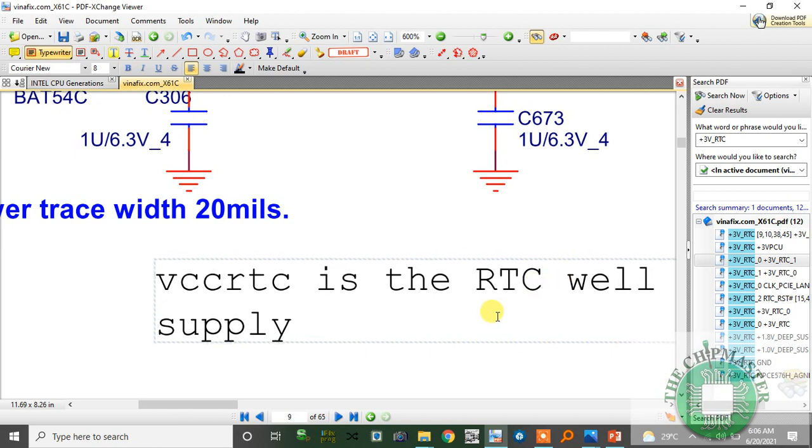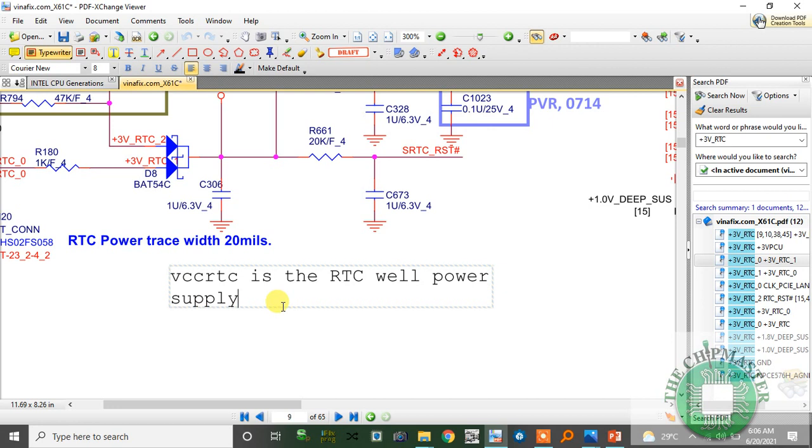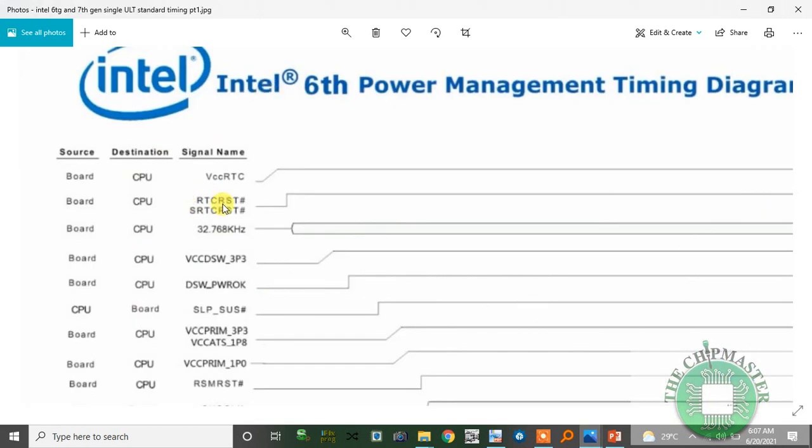This voltage should not be below 2.5 volts. The RTC power supply should not be below 2.5 volts. If it's below 2.5 volts, then it's a problem. It will cause the RTC well to be powered up prematurely and cause all kinds of indescribable faults. So you have to be careful and take note of this information. Alright, let's go back to the timing. Our next signals are RTC_RST and SRTC.